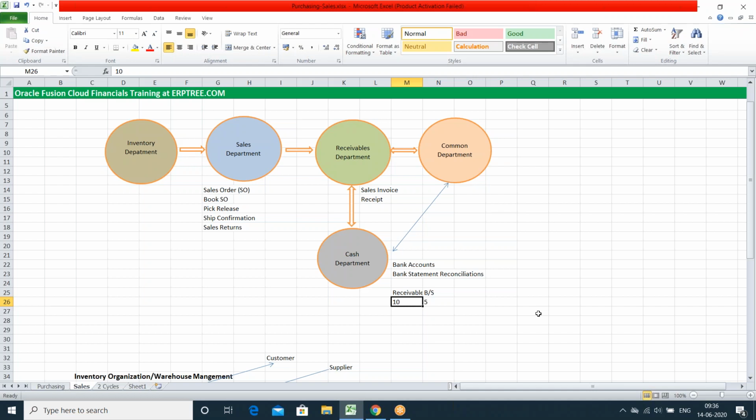Here, this we call receipts reconciliation. In the P2P cycle we discussed payment reconciliation. Here we are discussing receipts reconciliation.